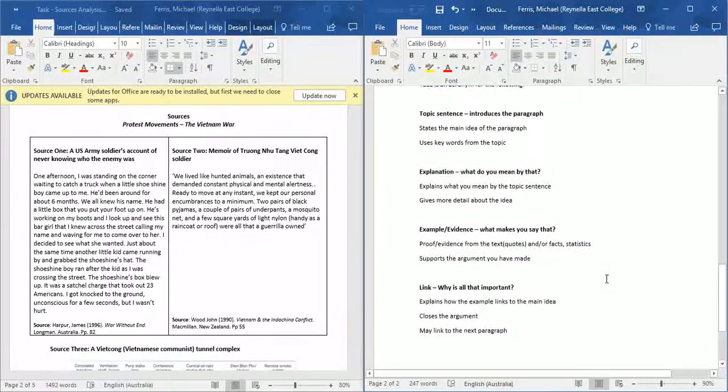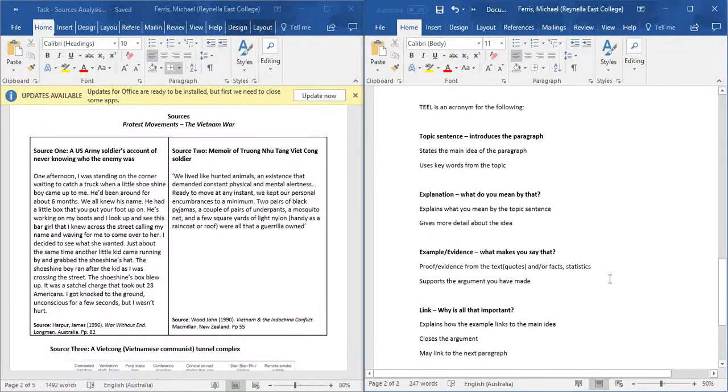And lastly, the L in TEAL stands for link. So why is it all important? What you want to do is close off the argument. You might choose to link your last sentence into the next paragraph, but essentially I just want you to close off the argument and explain how the example links to the main idea. If you can do all of this, you will get 6 marks for this question.